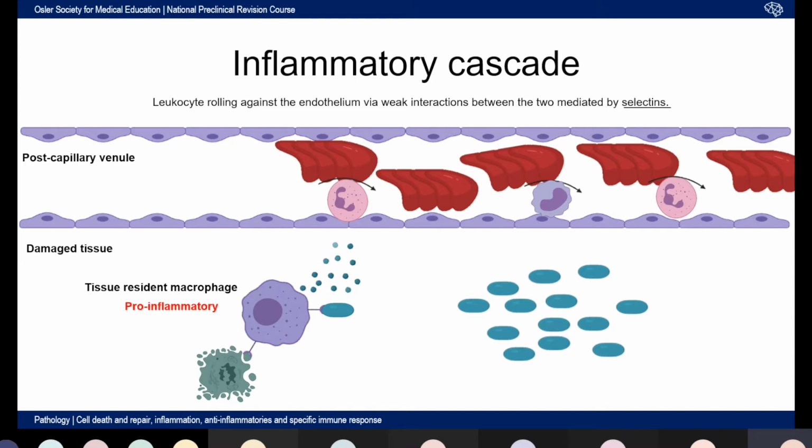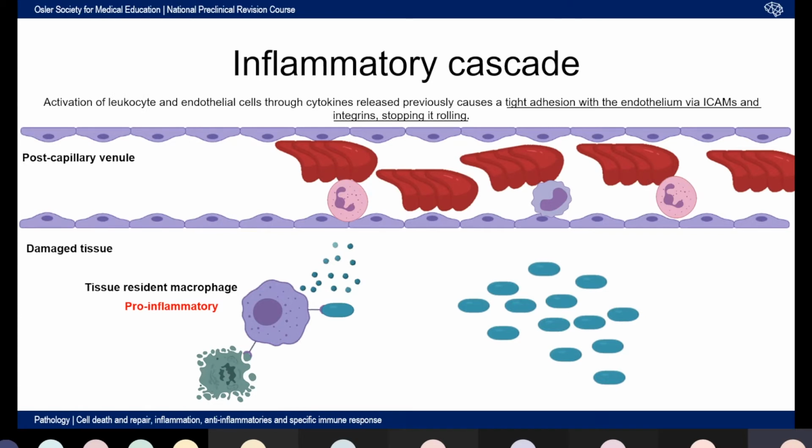P selectins are in platelets and endothelial cells. L selectins, L stands for leukocytes, so they're in immune cells. So the L selectins on the leukocytes will bind to the E selectins, and E selectins are E because they're found on endothelial cells. The L selectins on the leukocytes will very weakly bind with the P and E selectins found on the endothelial cells, and they just roll around, rolling across the endothelium. Now, if we go back to when we said there was a release of cytokines from the macrophage, that's what happens.